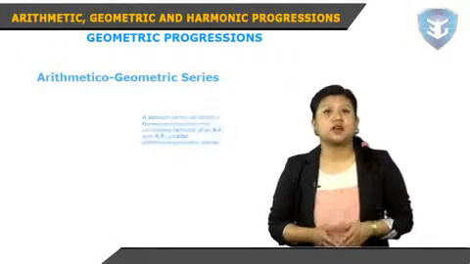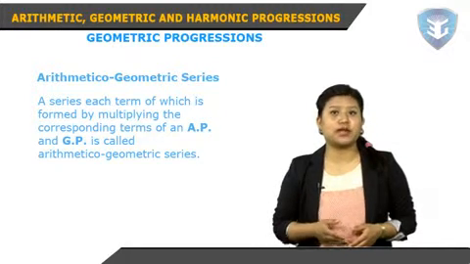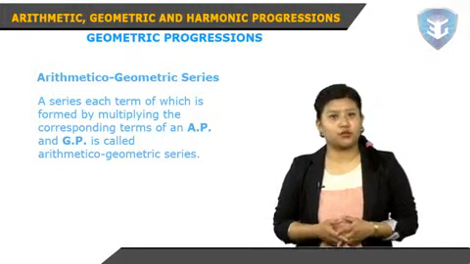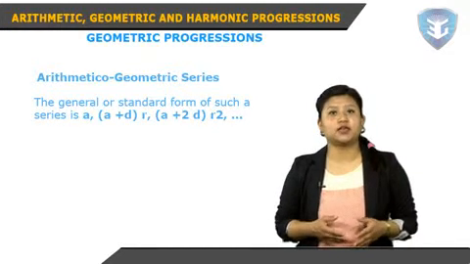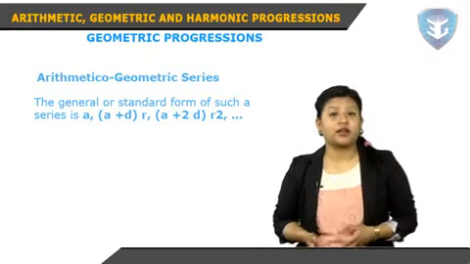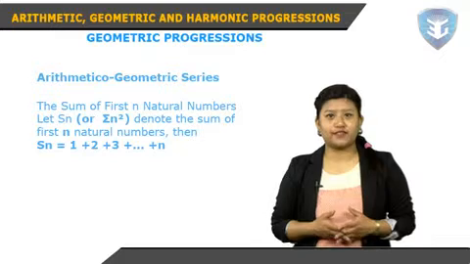Arithmetico-geometric series. A series each term of which is formed by multiplying the corresponding terms of an AP and GP is called an arithmetico-geometric series. The general or standard form of such a series is a, (a+d)r, (a+2d)r² and so on. The sum of first n natural numbers.